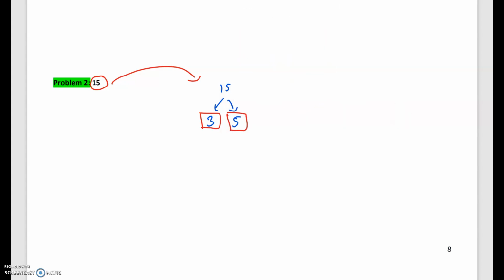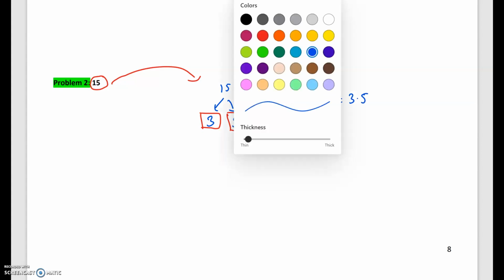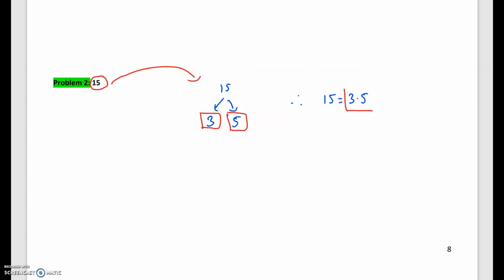Then your actual answer, we would just say that 15 as the product of primes is going to be 3 times 5. No exponents, because we technically just have the exponent of 1. There's no values that you multiply more than once. So at this point, that's actually it.